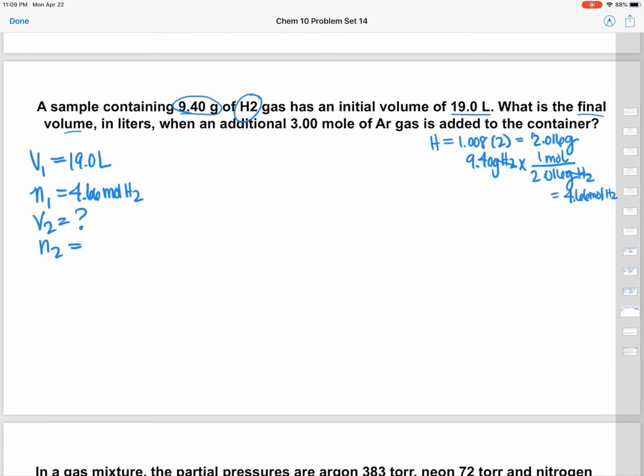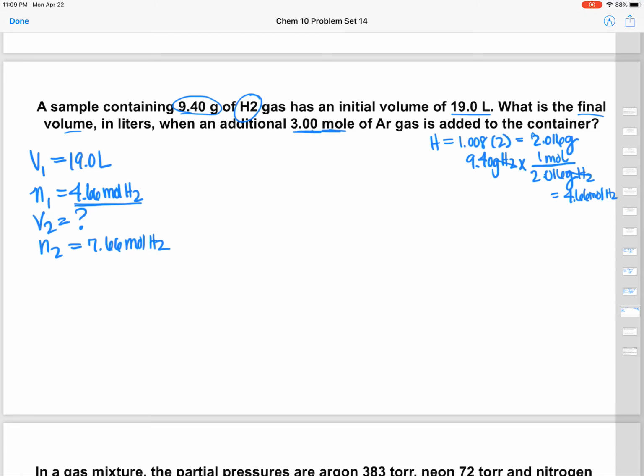So you might just want to plug in 3 moles right here, but actually what you're doing is adding 3 moles of gas to the container. It says when an additional 3 moles of gas is added to the container. So you're really adding 3 moles to what you already have. That's the tricky part. So instead of 3 moles, you actually have 7.66 moles, right? Because that's 3 plus 4.66.